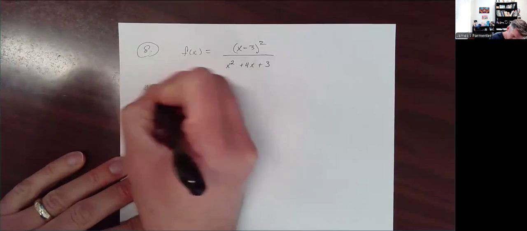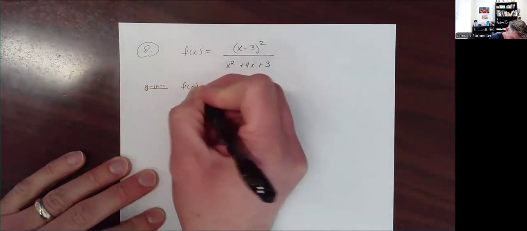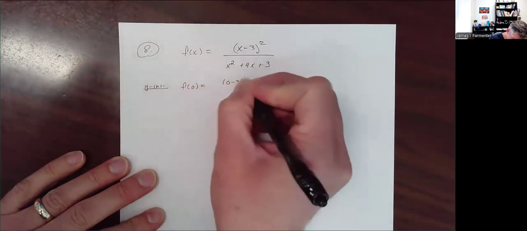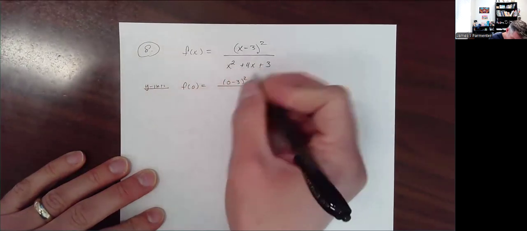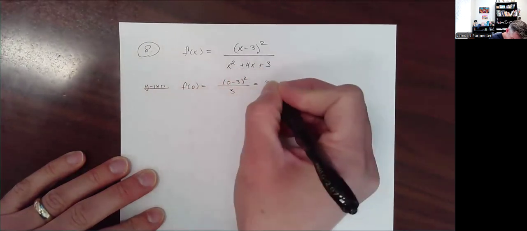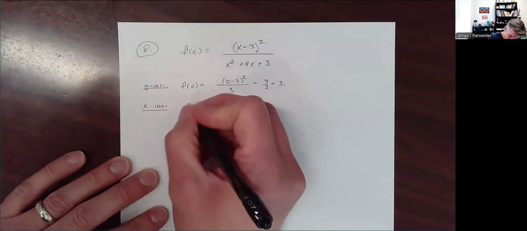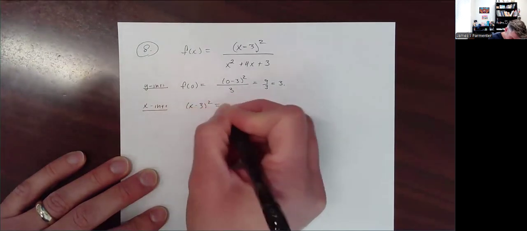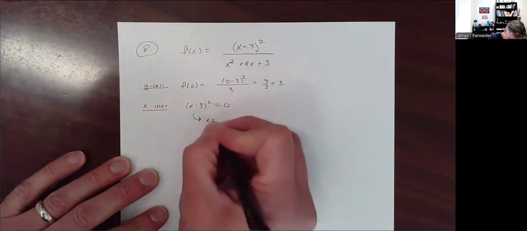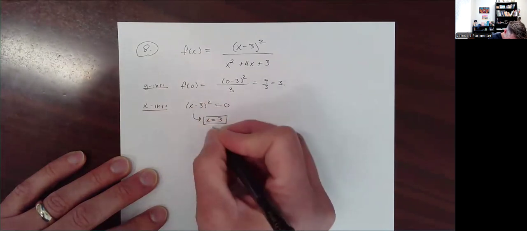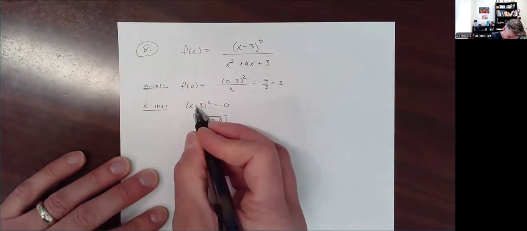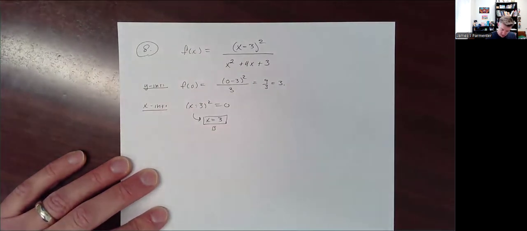Y-intercept, plugging in 0 for x, we're going to get f of 0 equal to 0 minus 3 squared over 0 plus 0 plus 3. That's 9 over 3, which is 3. Okay. X-intercept, just set the numerator equal to 0. You're going to get x equal to positive 3. And it is going to be a bounce because that 3 came from a factor that has an even power.